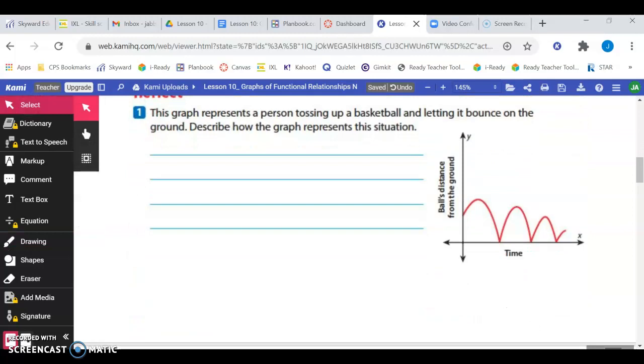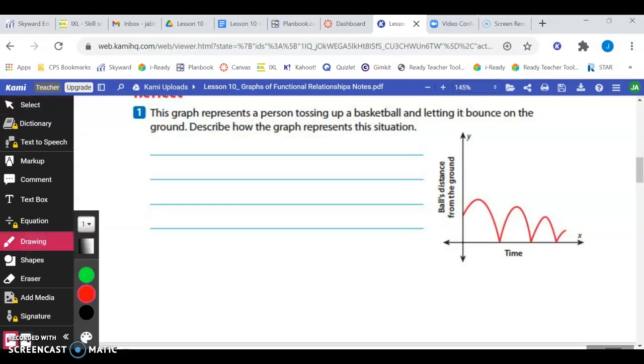All right, now we're going to take a look at this graph, and it says it represents a person tossing up a basketball and letting it bounce on the ground. Describe how the graph represents this situation. So the person is standing, so that's why this graph is starting here. It's the distance from the ground on the y-axis. So this person is standing and then tosses it up a little bit, so that's why it goes up.